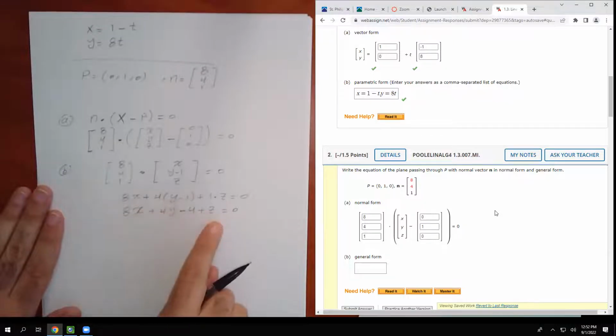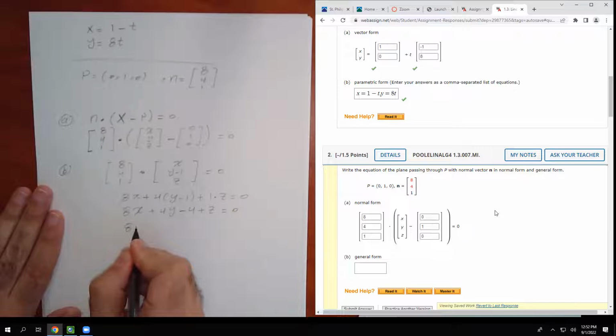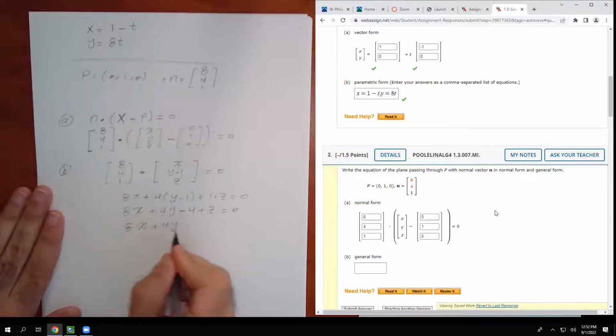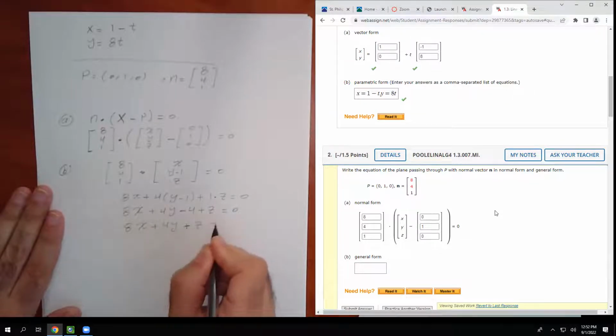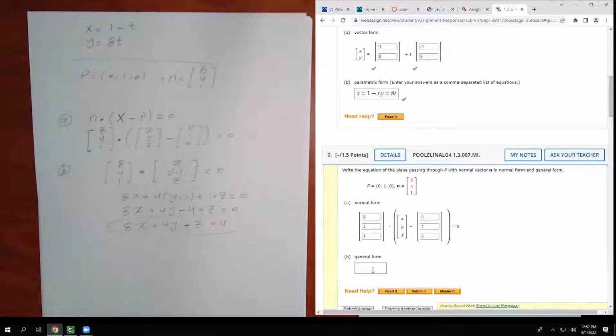So distribute here, here is the z. Now keep the x, y, z on this side and move the number by itself to the other side. So it's going to be 8x plus 4y plus z equal to 4. So this is the general form. We got the general form from the normal form: 8x plus 4y plus z equal 4.